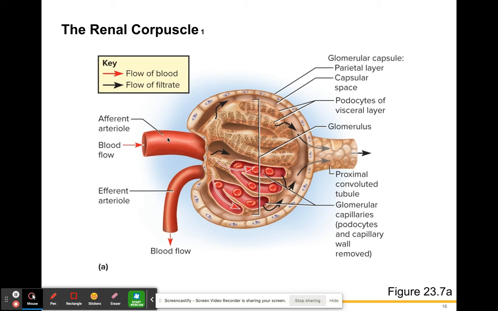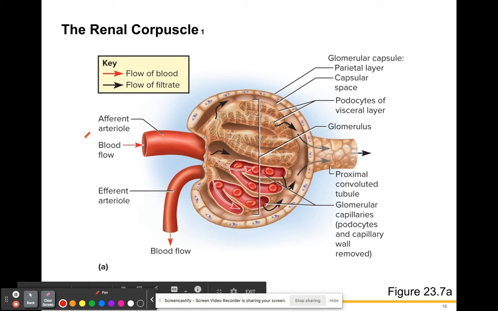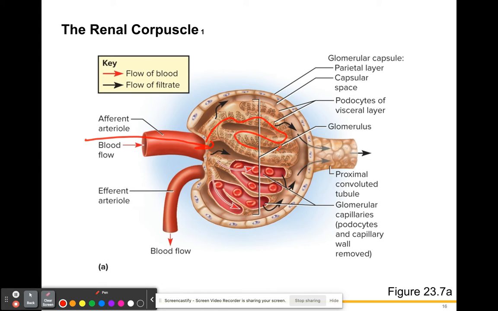Because that's what we're doing, right? We're filtering blood, so we need to get blood into this corpuscle. So blood is going to flow inwards through this corpuscle. It's going to go through the filter mechanism, which is the glomerulus. You can see the blood cells in there. The blood itself is not filtered. The plasma of the blood is filtered. So all of those blood cells are going to leave after they get filtered. They're going to leave through the efferent arteriole, right?